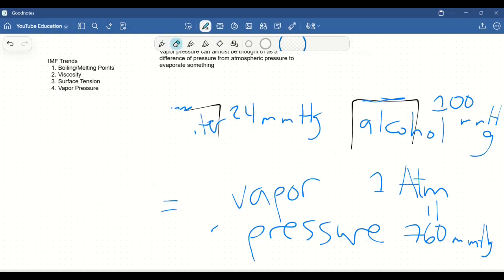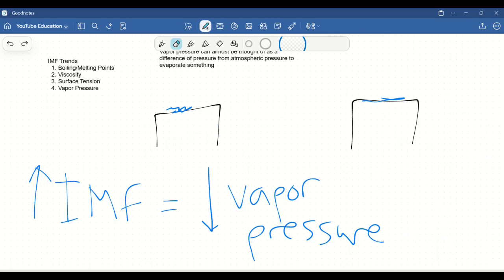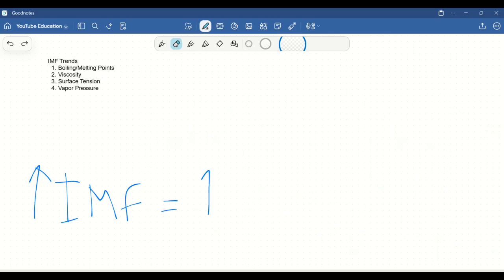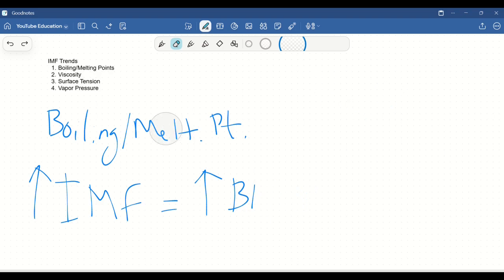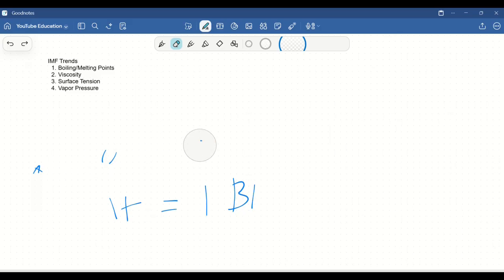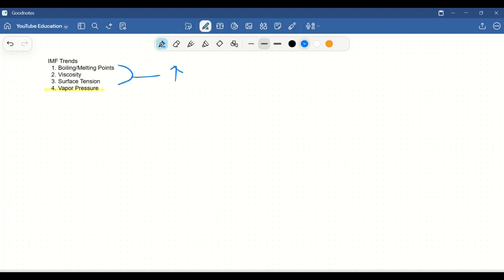And so out of all these trends, the only inverse trend that we came up with is vapor pressure. Vapor pressure is the only trend that is the opposite. So if you're trying to do some memorization, memorize that vapor pressure is the only opposite trend. These trends are higher IMF, the result is greater. This is the only one where higher IMF results in a lower.